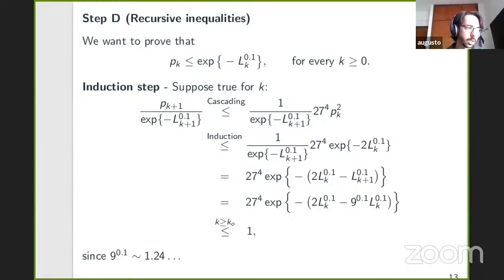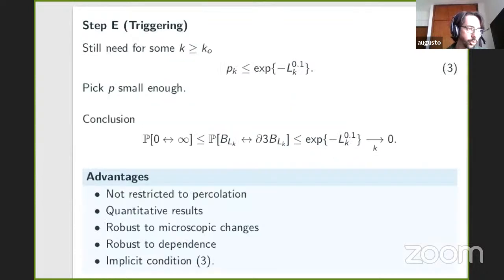So we fix some k, just imagine k0. If you can prove that pk0 is smaller than exponential minus lk0 to the 0.1, you have proved it for larger k's as well, because the induction works. Is it clear? Yes, maybe it's just a small detail, but the first inequality, the induction is for k greater than 0 or k greater than k0? K0.